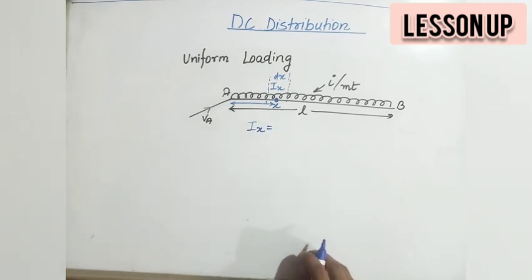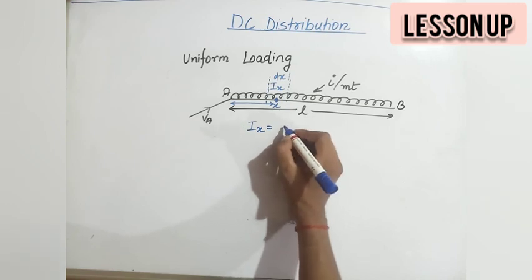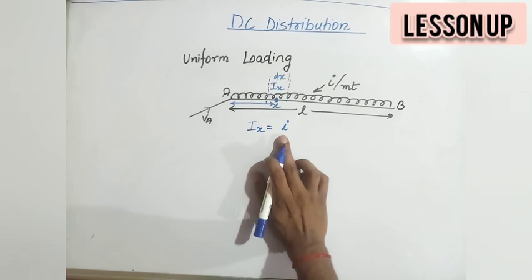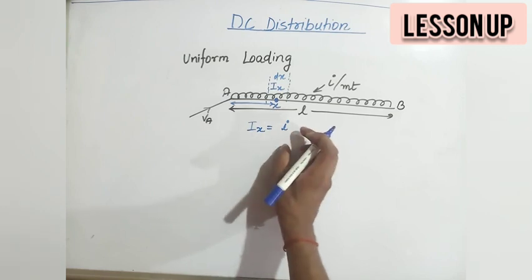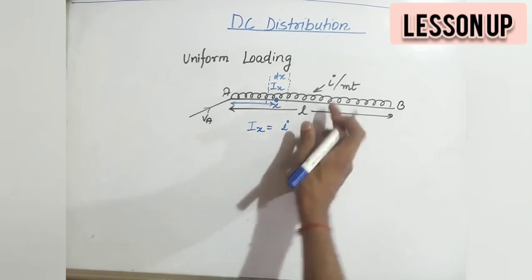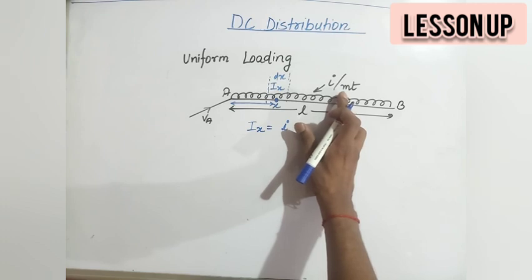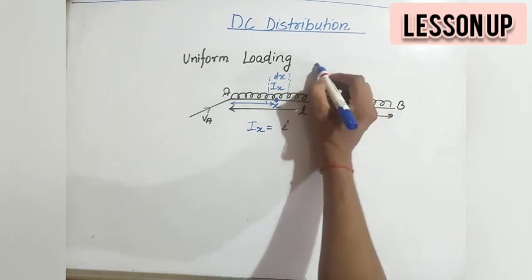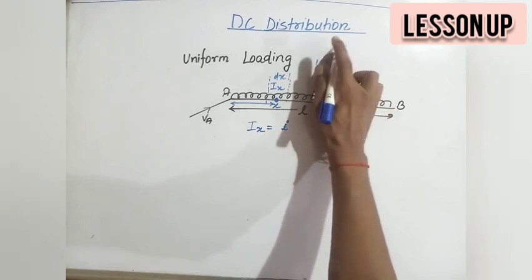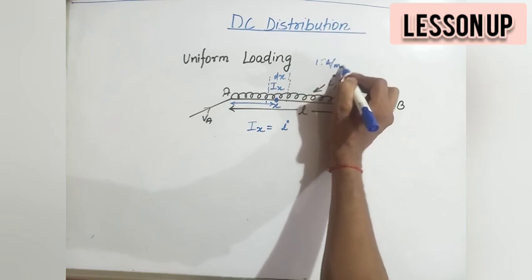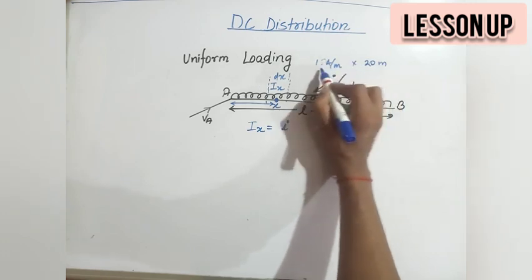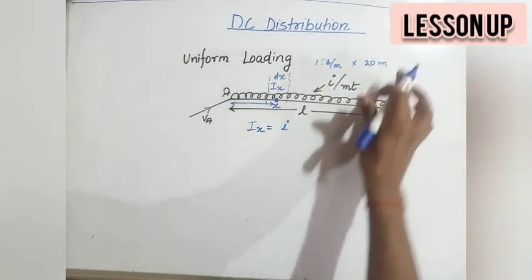Ix, we can write it as current I. If I am writing small I, it means it is a function of distance. If you want to write proper current, then you have to multiply the current per unit length by the actual length. Suppose we are given 1.5 ampere per meter and we need to calculate at 20 meter, so we need to multiply 1.5 ampere per meter into 20, so we will get the result.